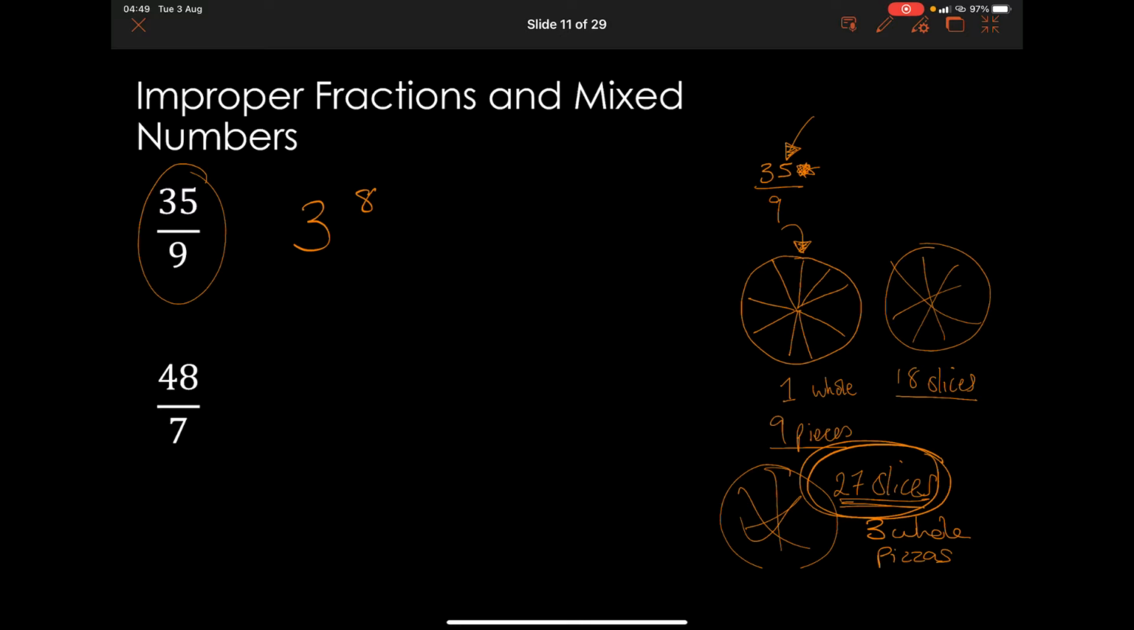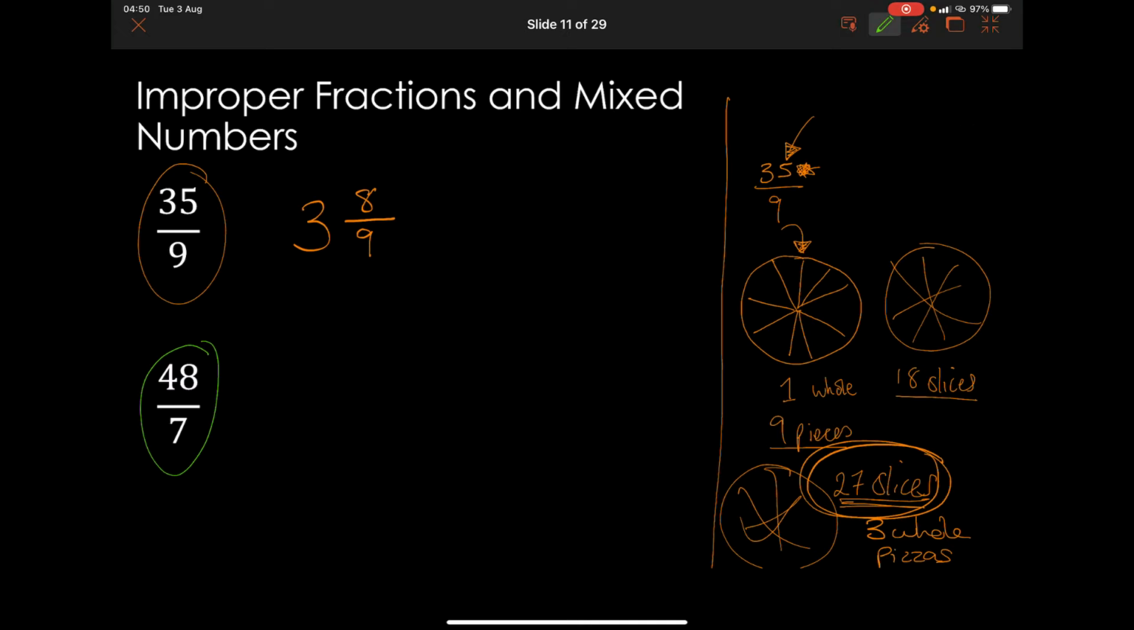And we would say 3 whole ones and 8 remainder out of 9. And that's how you would write that as a mixed number. Okay, all right, we've done that one. Let's have a look at this one now, 48 over 7.